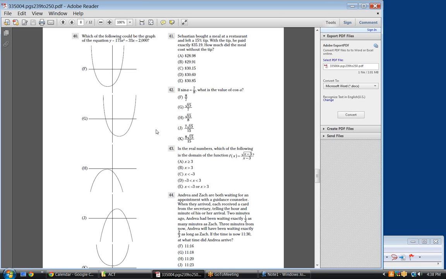What is the key distinguishing factor between f and g? The shift. It would be the x-coordinate of the line of symmetry. Is the line of symmetry a negative number or a positive number? F, it's negative. G, it's positive. Well, how do you get the line of symmetry? It's the same as the x-coordinate of the vertex.